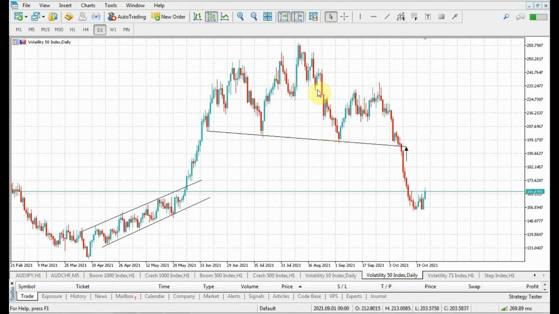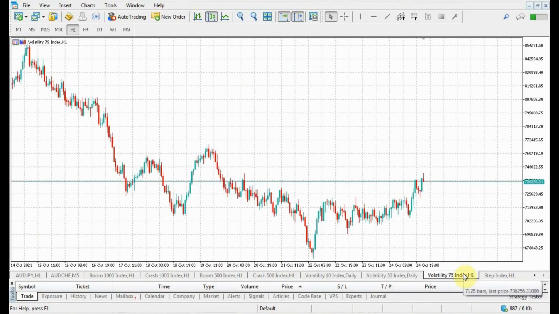Head and shoulder pattern formed. I don't want to go into detail on the head and shoulder pattern. If you don't know about it, you can tell me in the comment section or I can make a video on that. And you can also see this consolidation before breaking out and buying. So let's move on to volatility 50.